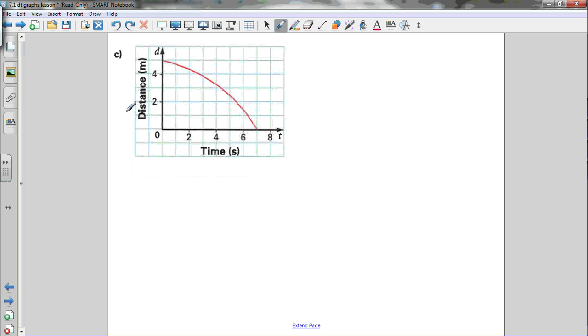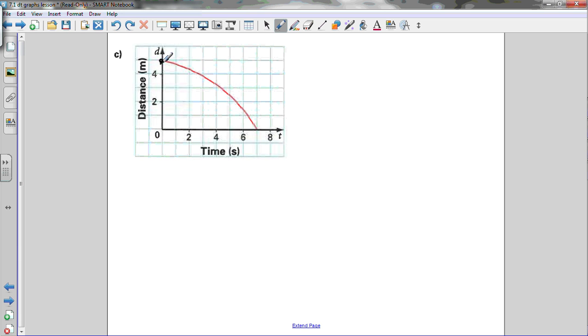C. So this one I have a curve, I have a nonlinear graph. First of all, I know they're not moving at a steady rate. I need to figure out, are they accelerating or decelerating? So they start off about 5 meters away from the sensor, and then the line starts off not very steep, and then as time is increasing, it gets steeper, steeper, steeper, steeper. So they start off slow, and they gradually pick up speed.